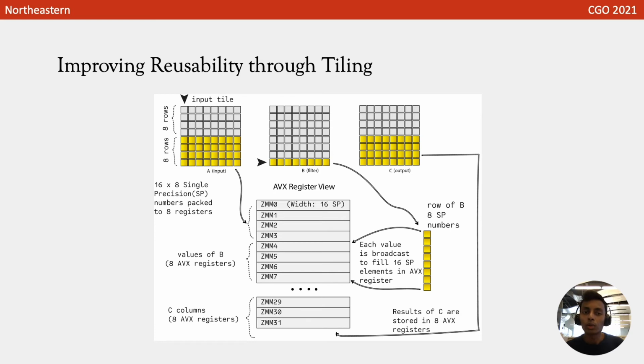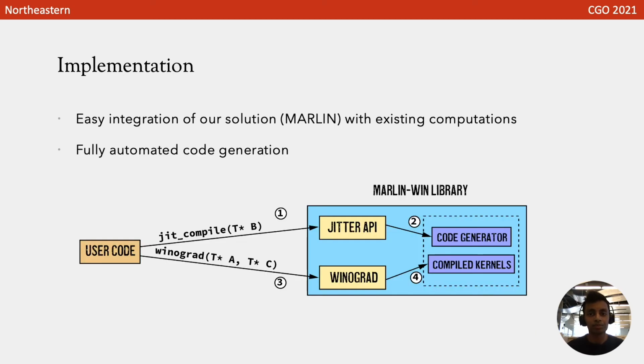And then we load the A matrix, which is the input, to 8 separate registers. So now we can perform a vector multiplication and then the results are aggregated to 8 separate registers dedicated for the C matrix, which is the output. So the highlighted areas show the active elements in the computation.